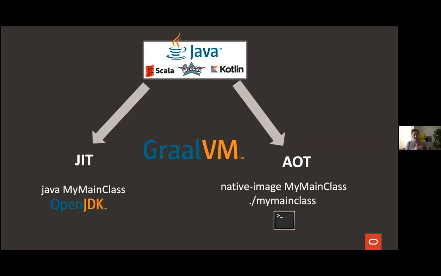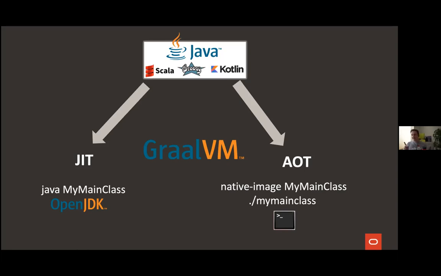So Java applications, we can take a Java application on GraalVM and run it in two different ways, right? We can run it with the JIT, and that would be how you normally run your applications. So the context of that will be the OpenJDK environment, right? So GraalVM includes a compatible JDK, and we currently distribute Java 8 and Java 11 based versions.